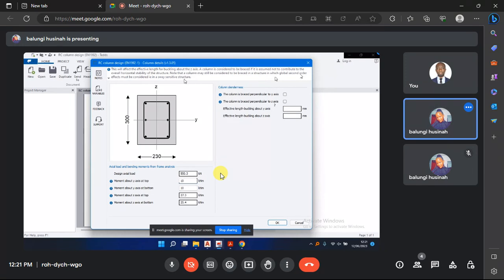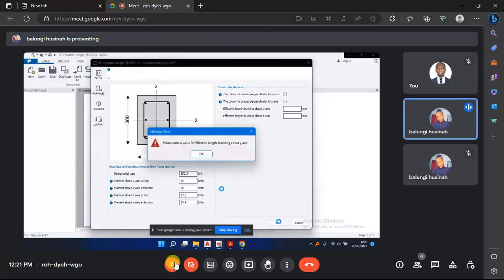Then the effective length buckling about the y-axis. This one, you first leave it unless they ask for it, because I want it to be considered short unless they say it is necessary. Because sometimes they check and say you have to put in the buckling length. Please enter a value. Y-axis.